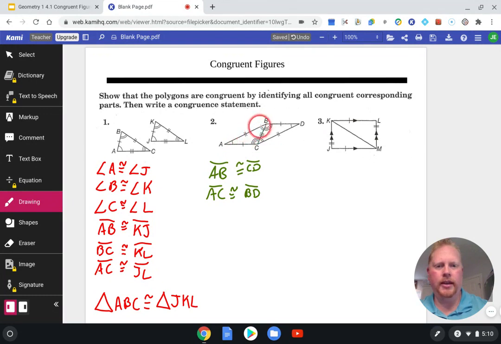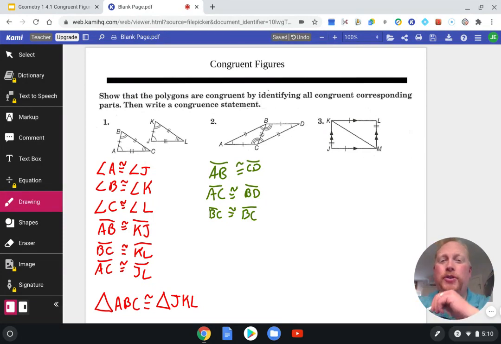And lastly, in this first triangle, side BC has a triple dash. And then in the other triangle, side BC also has the triple dash. So I'll put BC is congruent to BC.